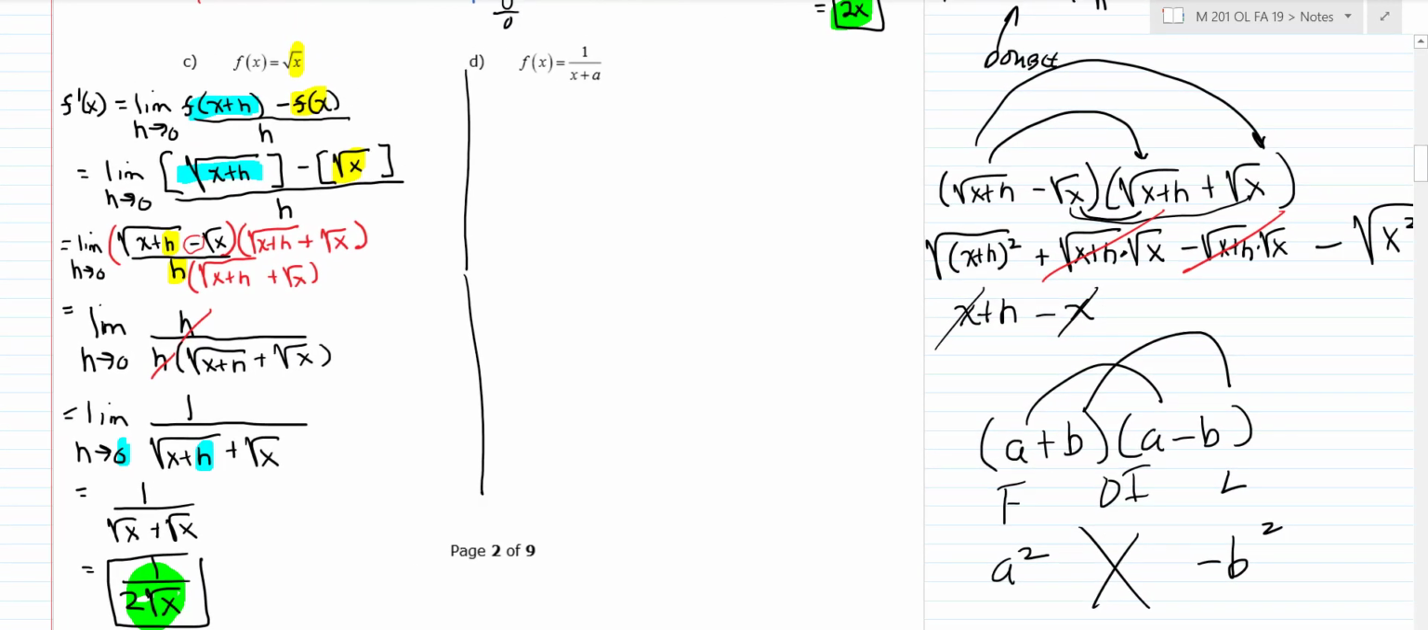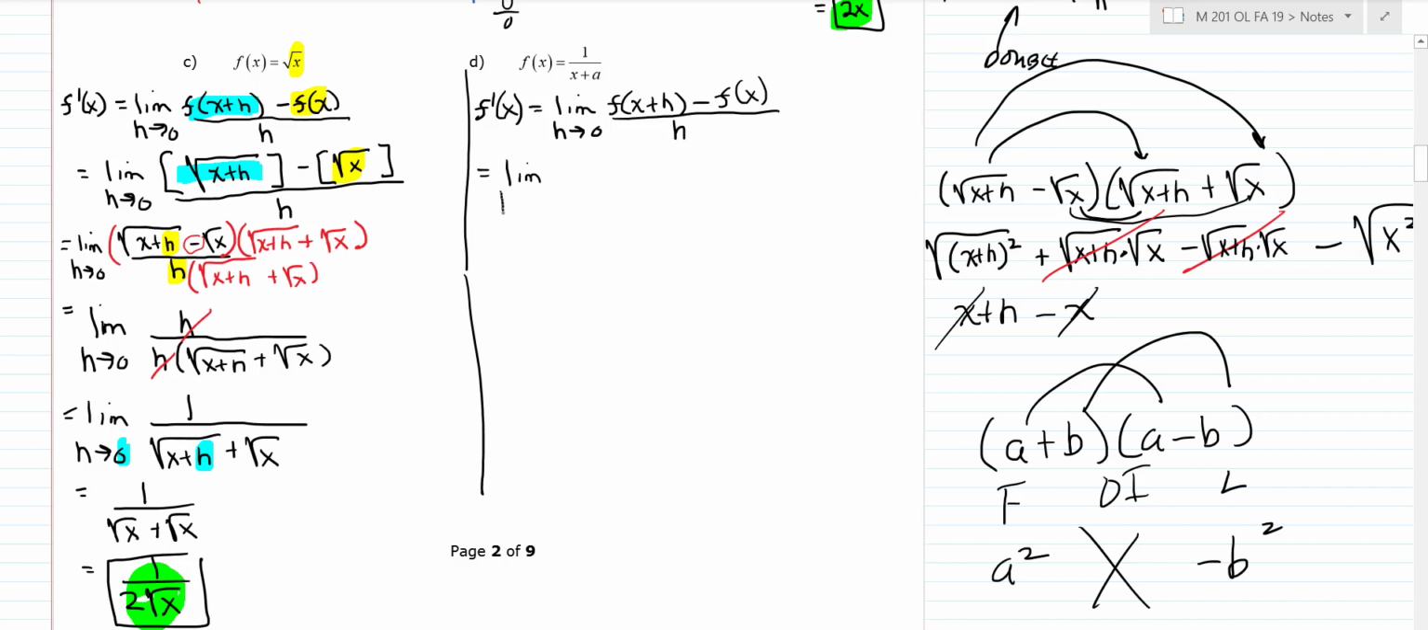Let's see what we got here. This is another good algebra exercise for students. So let's write the definition. F prime of x is equal to the limit as h approaches 0 of f of x plus h minus f of x, all over h. Let's get this put together. A little algebra skill is required on this.